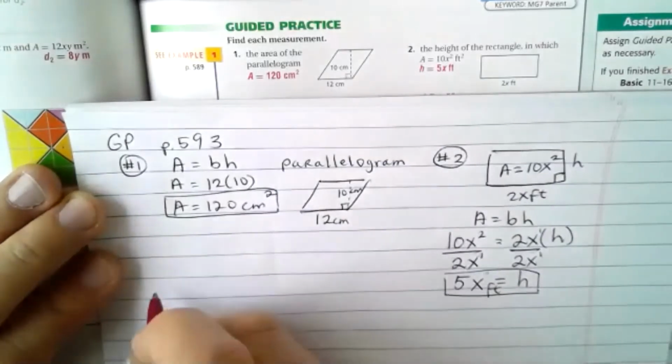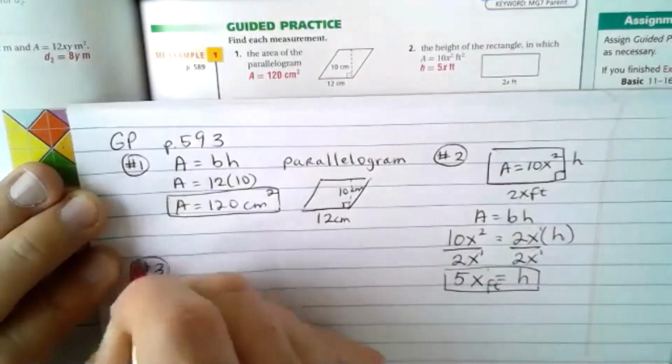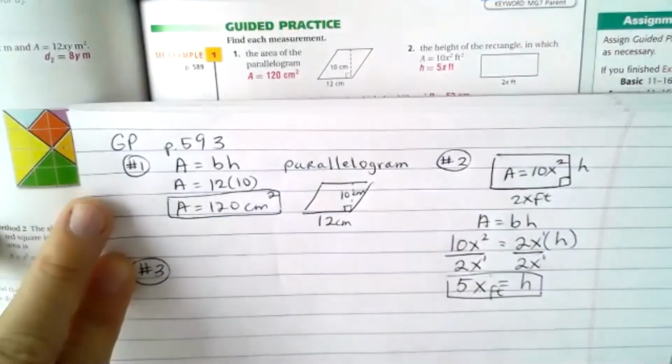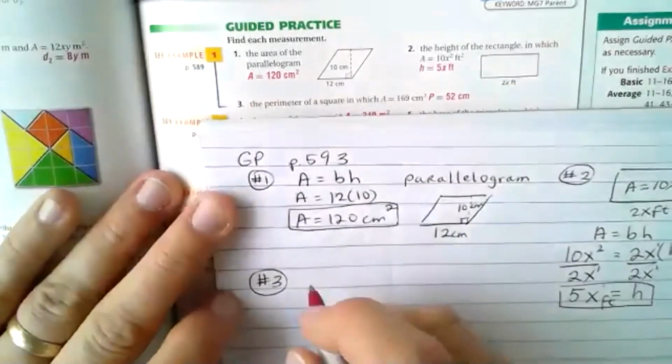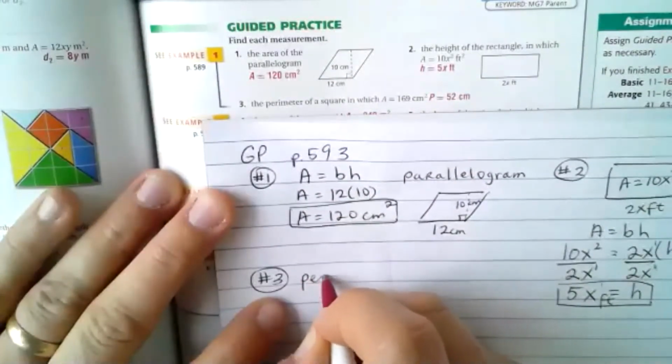Okay, so let's go to number 3. Come over here to the left. Let's see how much time we've got. We've got about 6 minutes. We could probably do about 3 or 4 more questions really quick. So we're going to talk about the perimeter.